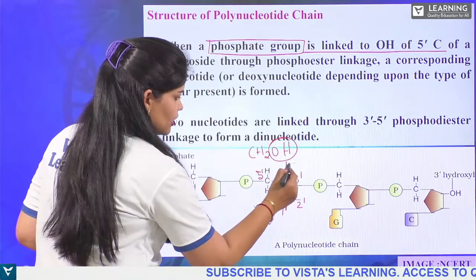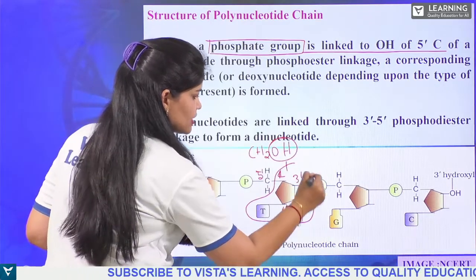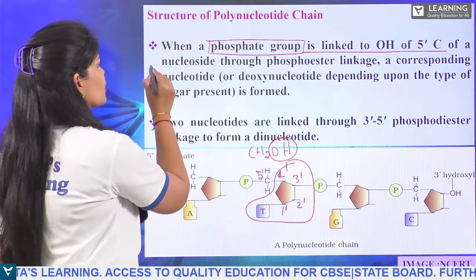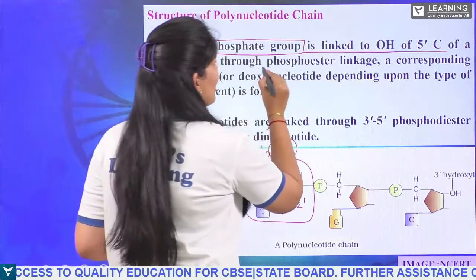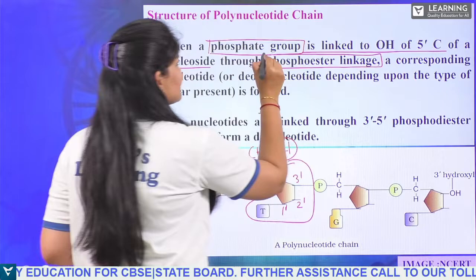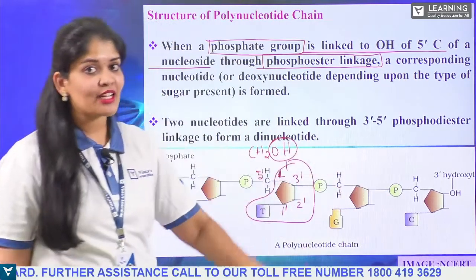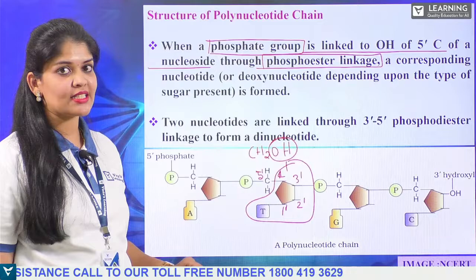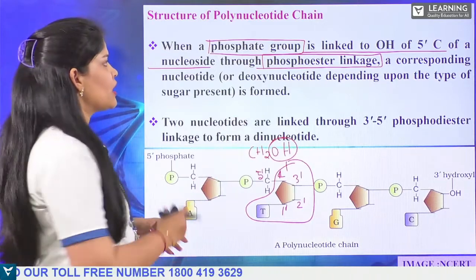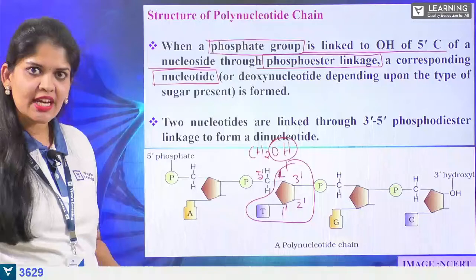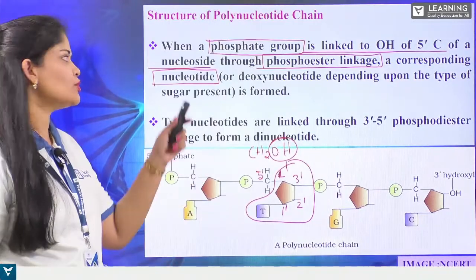Now, this is the nucleoside, nitrogen base plus sugar. Nucleoside through phosphoester bond. So, this is a single strand. Double strand will be there, no? That is what we call phosphodiester bonds. A corresponding nucleotide. Nucleoside combines with a phosphate group, giving rise to a nucleotide.